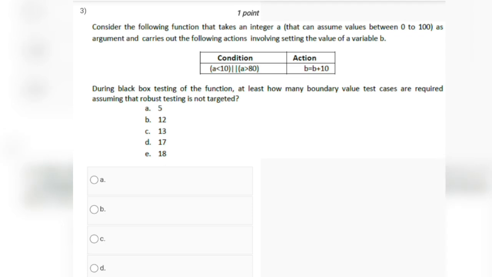Question number 3 is: consider the following function that takes an integer a that can assume values between 0 to 100 as argument and carries out the following actions involving setting the value of variables a and b. So a is less than 10 and a is greater than 80, b is equal to b plus 10. So during black box testing of the function, at least how many boundary value test cases are required assuming that robust testing is not targeted? Options are 5, 12, 13, 17 and 18. So the correct answer for question number 3 will be option A, that is 5.